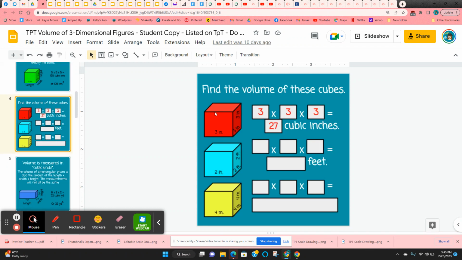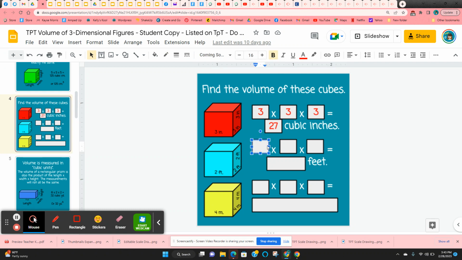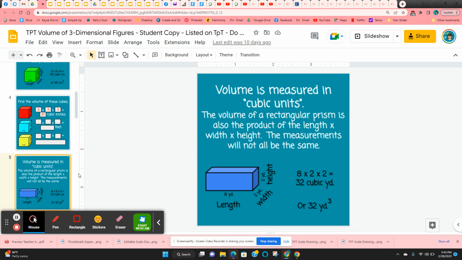And then they're given an example, 3 times 3 times 3, 27 cubic inches. And the next one they have to do on their own. So they're just going to click in these boxes, 2 times 2 times 2. And then they're going to type 8 and then the word cubic feet. On the last one, 4 times 4 times 4 will give them 64, and they have to type cubic and then meters. Then we move on to the rectangular prism.